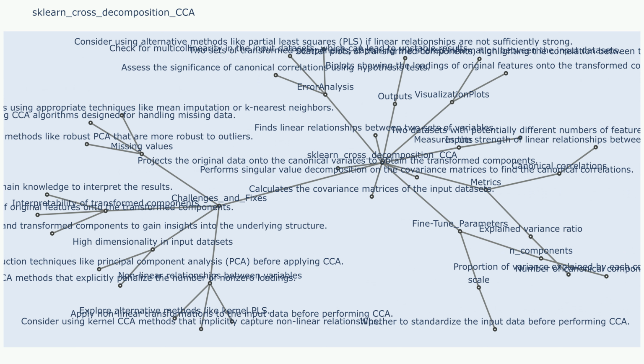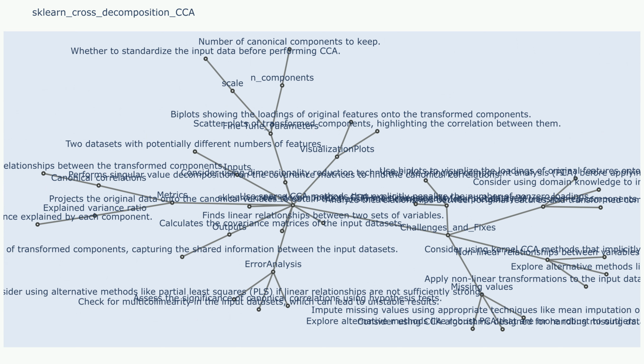Output 1, explain in detail: a set of canonical variables, also known as canonical components, for each input dataset. These variables represent linear combinations of the original features and capture the maximum correlation between the two sets of data.